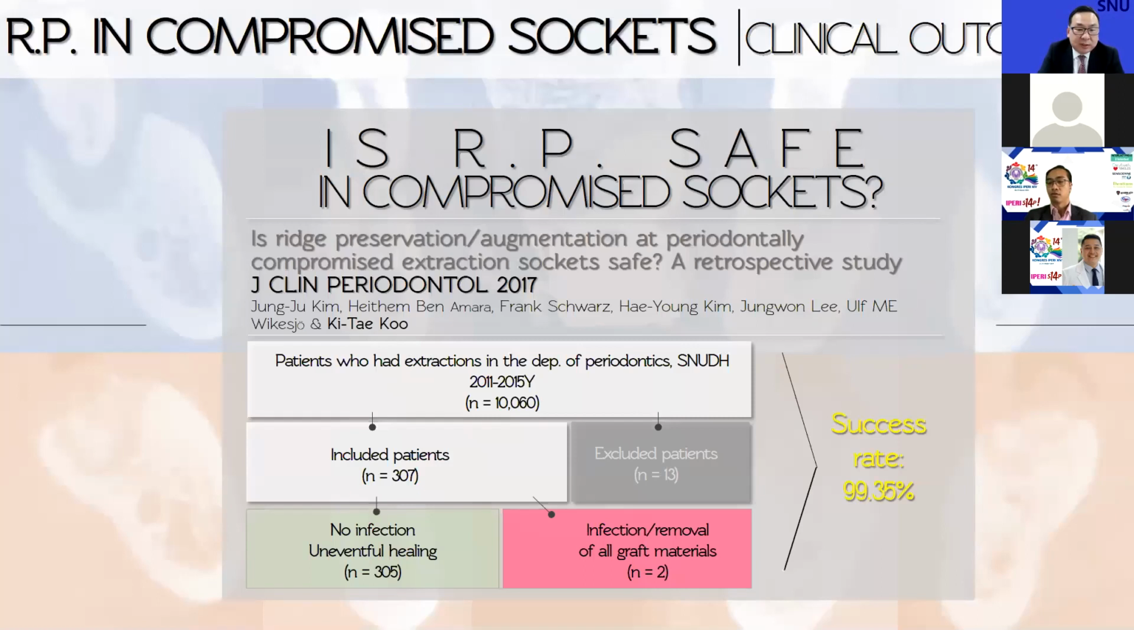307 patients received ridge preservation procedures in our clinic. And I have to tell you, these were compromised extraction sockets. There was acute infection, and we debrided the area very thoroughly and then performed the immediate ridge preservation procedures. We only had 2 infections in this area, so the cumulative success rate was 99.35%. That's quite convincing, so I think it is fair to say that these types of procedures are pretty safe.